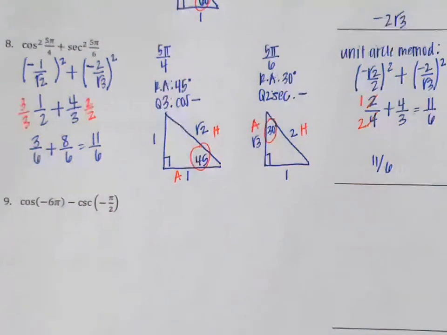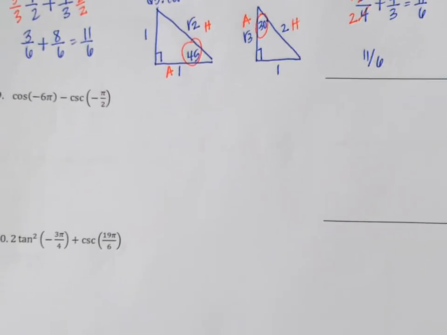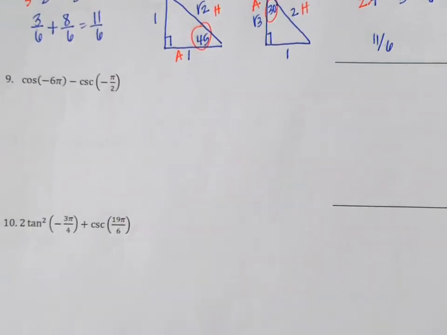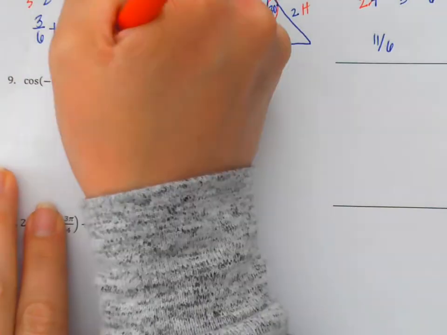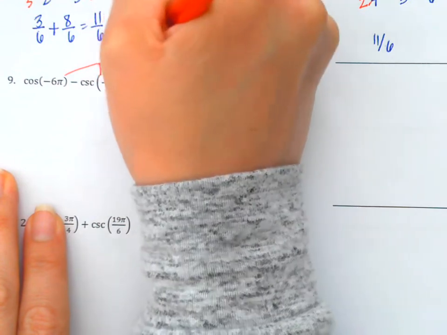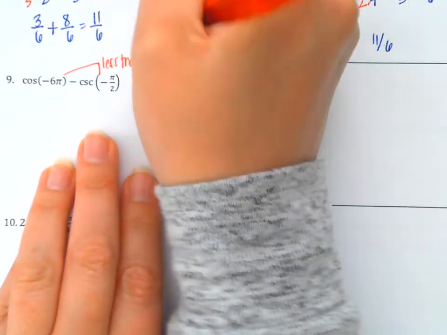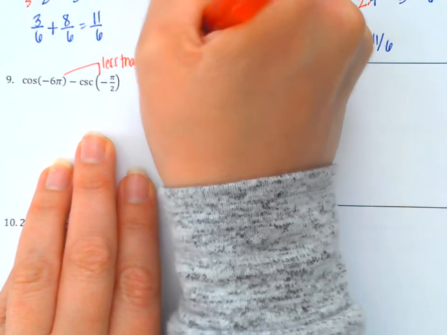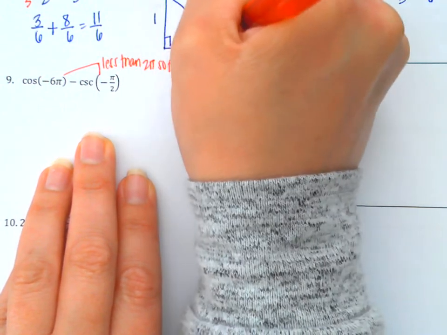Okay, let's look at 9. Okay, so negative 6 pi and negative pi over 2. We already know those are negative, so those are definitely not going to be on the unit circle. So I have to find the coterminal angles. So these are both less than 2 pi. So we have to first find the coterminal angle.